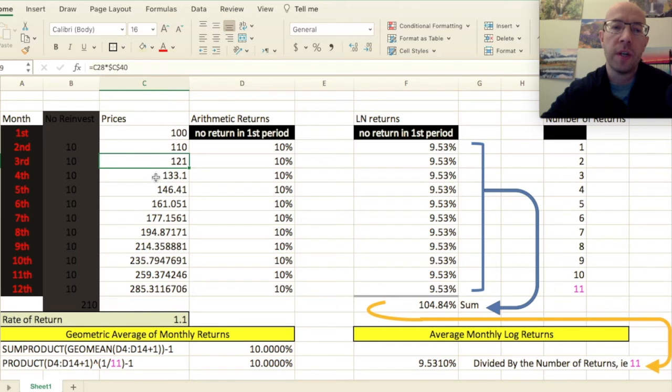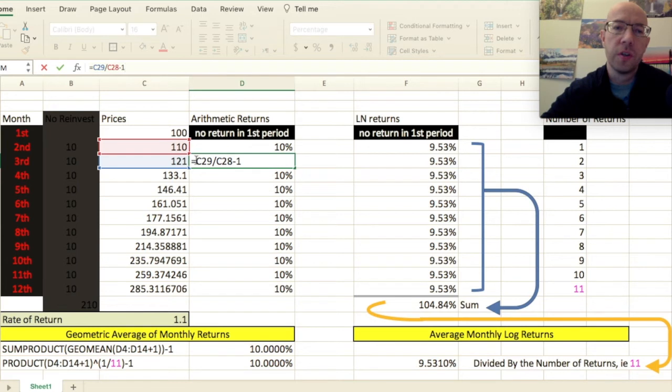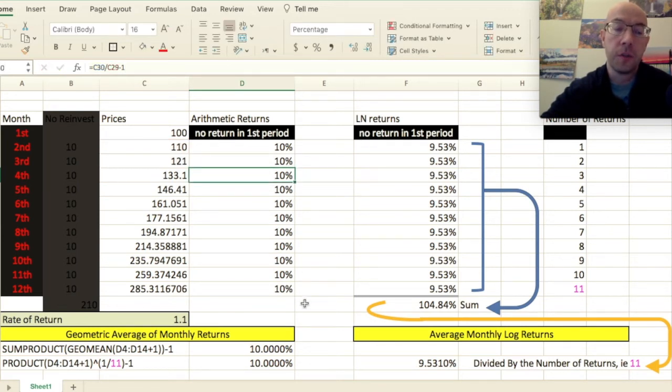I'm at 121, 133.1, 146.41, 161.51. I'm just compounding monthly at 10%. And we see that very easily here. It's very clear when it comes to arithmetic returns: 121 divided by 110 minus 1, 10%. And, go figure, if you have 10% at every period, the average that you're going to have is 10%. I like that. That is really nice to understand.